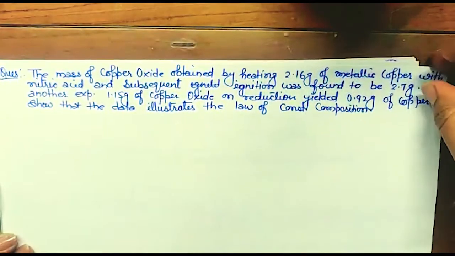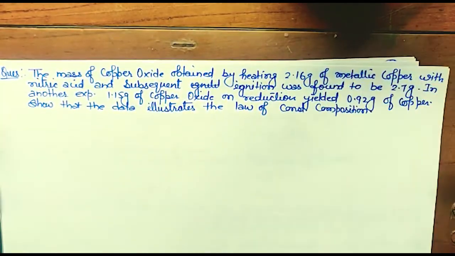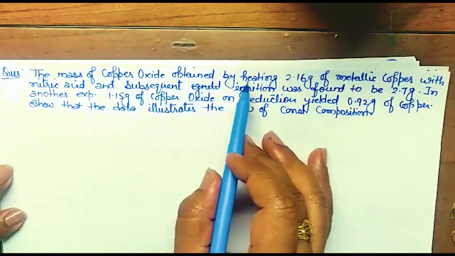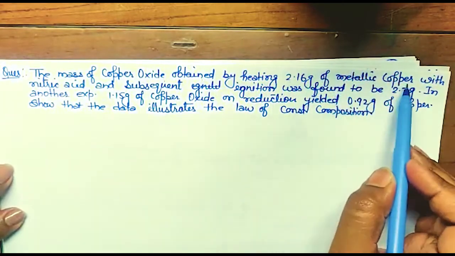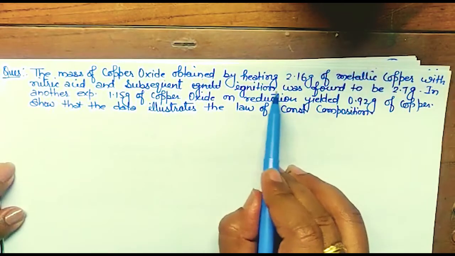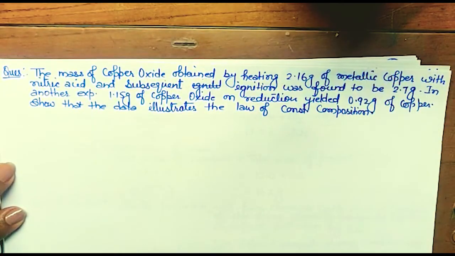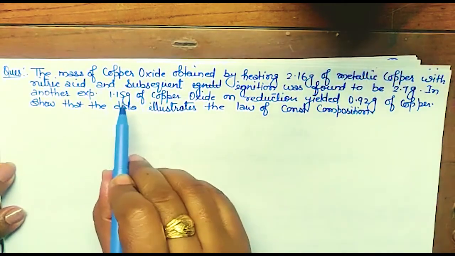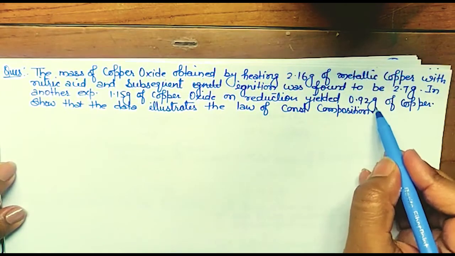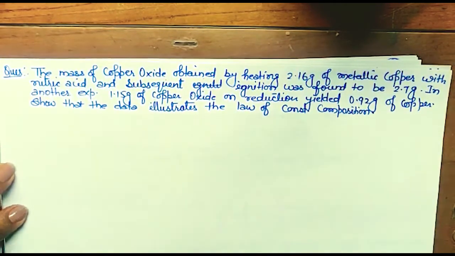So class, next is the law of definite proportion. Let's confirm it by a question. Okay. So the question is, the mass of copper oxide obtained by heating 2.16 gram of metallic copper with nitric acid and subsequent ignition was found to be 2.7 gram. Got it? In another experiment, 1.15 gram of copper oxide on reduction yielded 0.92 gram of copper. Show that the data illustrate the law of constant composition.